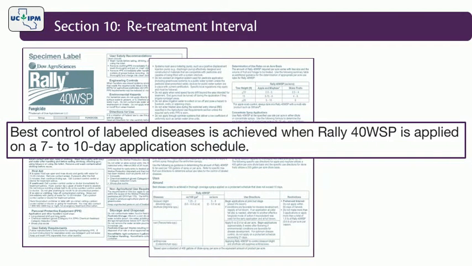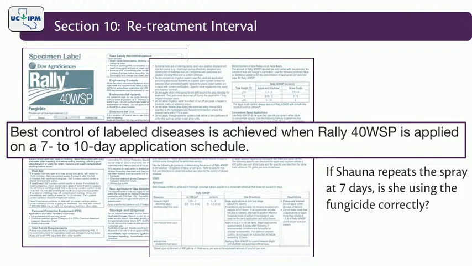Best control of labeled diseases is achieved when applied on a 7 to 10 day application schedule. Therefore, Shauna decided to apply a repeat application at 7 days. But is she really using the fungicide correctly? Check the label to find out.